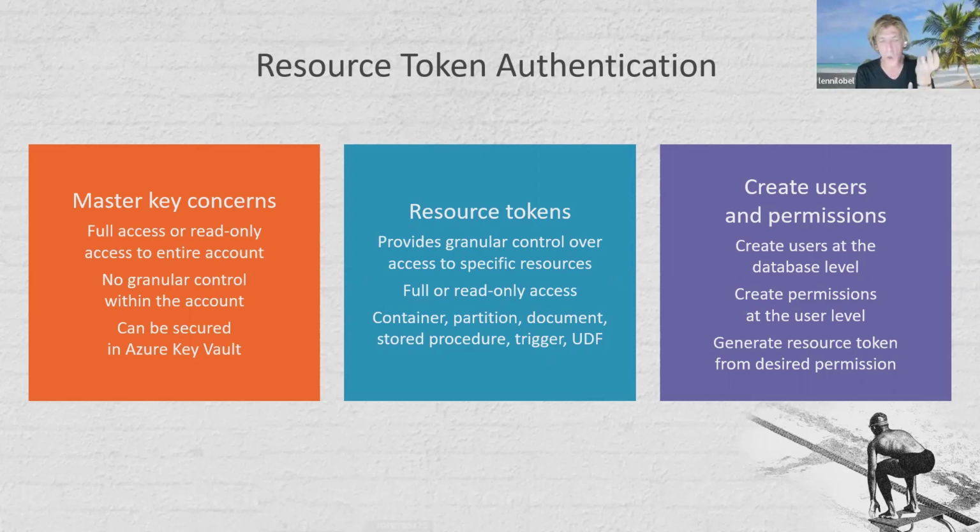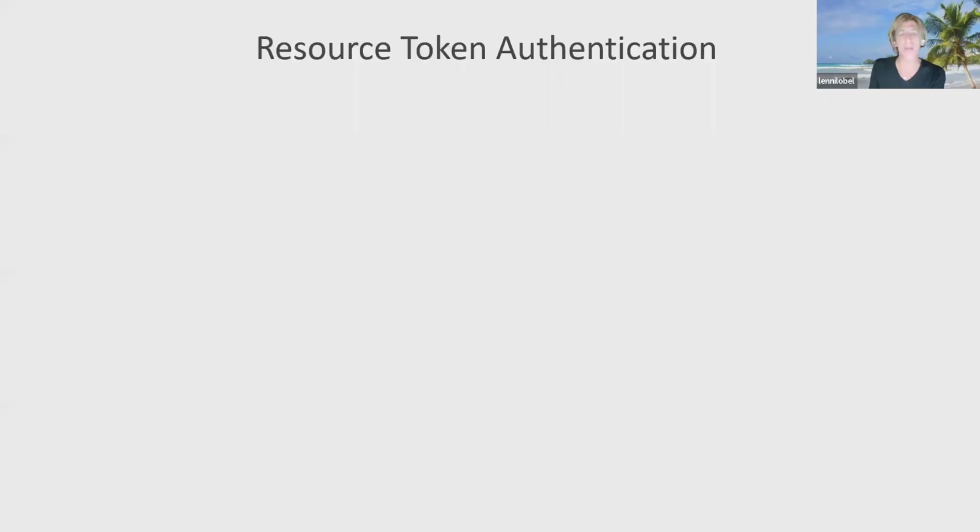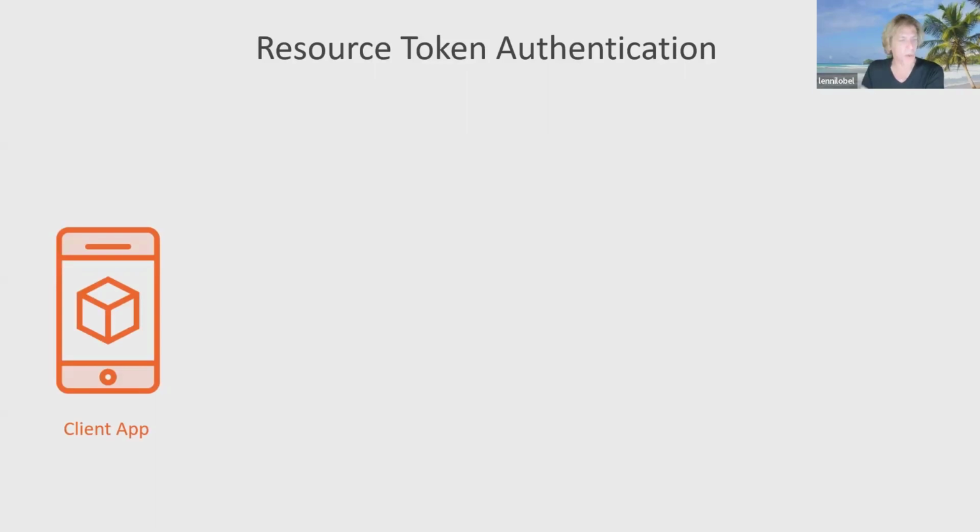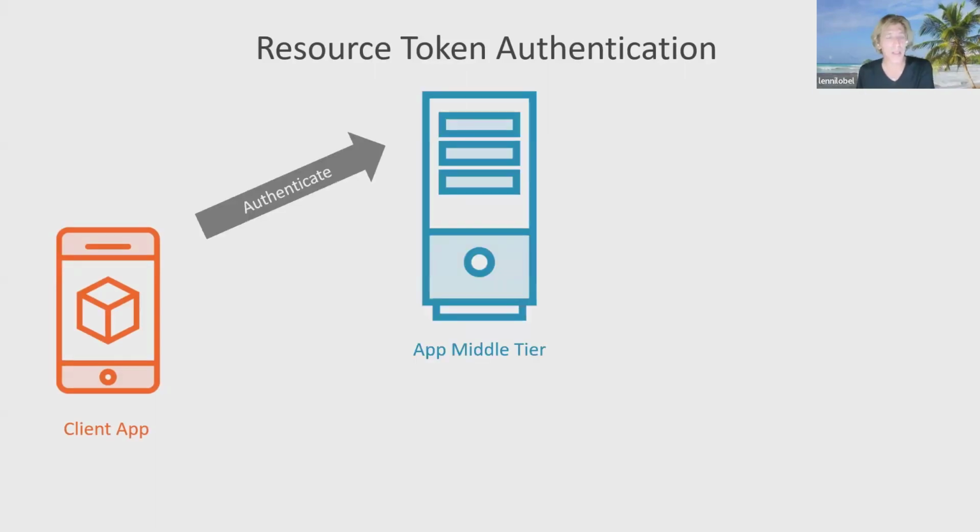But instead of connecting with the master key, which is highly sensitive and you would never want exposed, these resource tokens are short-lived and they provide limited access. And this is the model that's often used for resource tokens. You'll have some client application, you'll have a middle tier, and you will authenticate your client application at the middle tier. How you authenticate is irrelevant. It could be through any identity provider. It could be Azure AD, it could be Okta, it could be Auth0. There are so many identity providers out there. However it is you go about establishing the identity of the user.